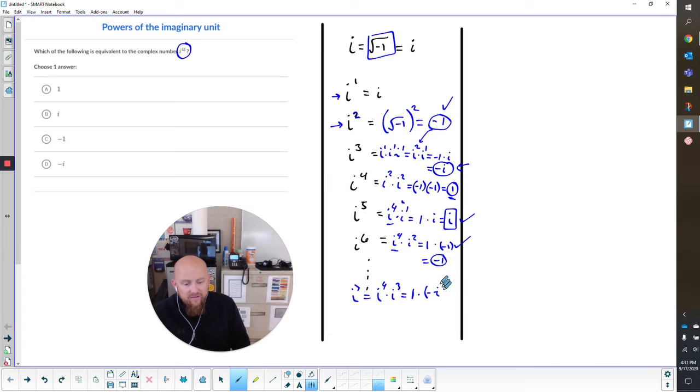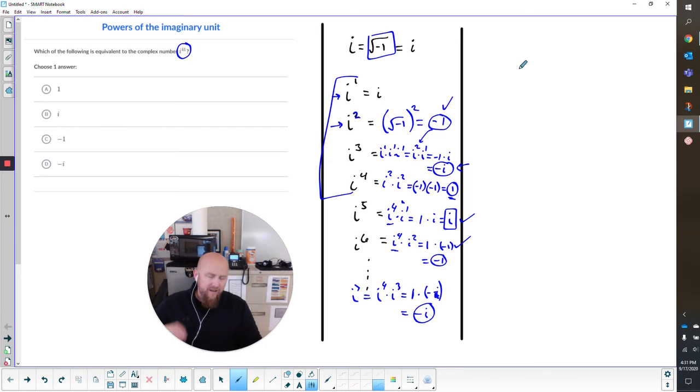Okay, oops. Negative, that's an I. You're going to end up with negative I overall. 1 times negative I is negative I. So we start cycling through this pattern that is found with the first 4 powers of I.